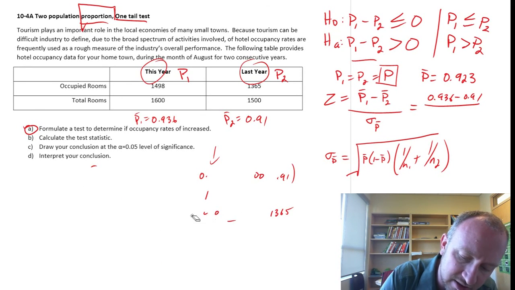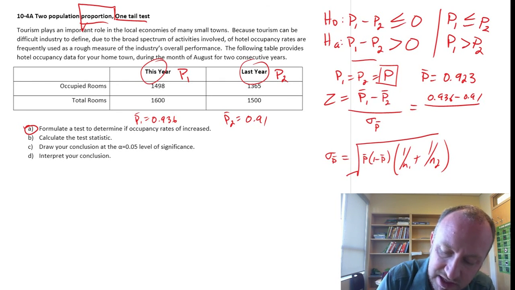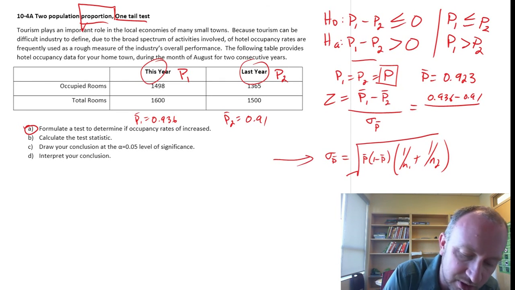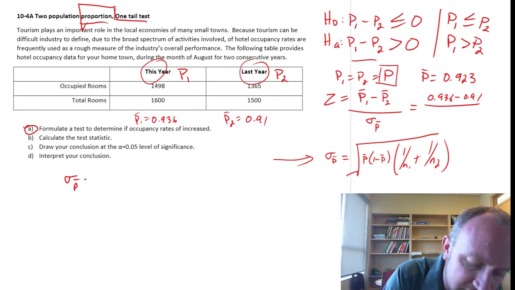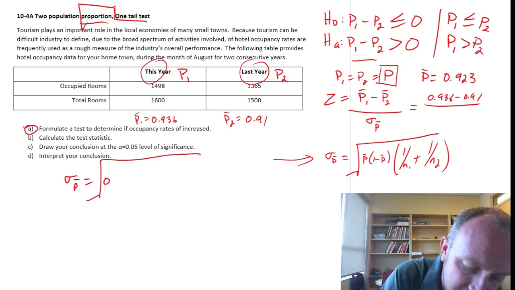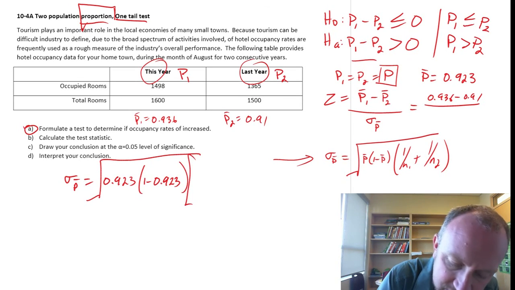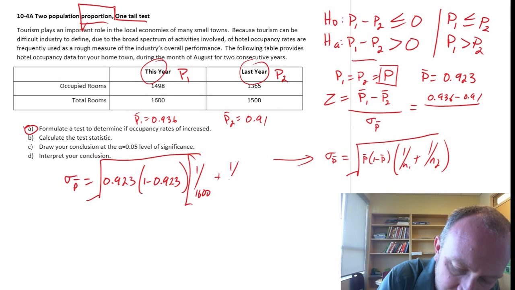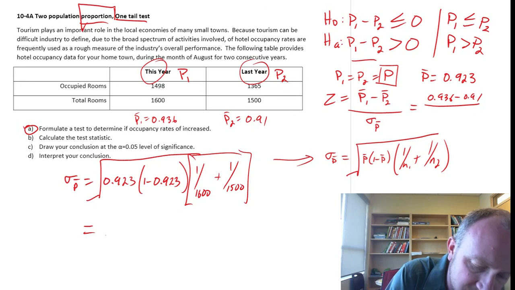And now we can calculate the standard error. So we're still just looking at intermediate steps. I'm going to calculate this one here. So there's our standard error, and I'm going to plug in our numbers. We have our pooled estimator that we just obtained, 0.923, times 1 minus 0.923, times 1 over 1600 plus 1 over 1500, and all that square root.